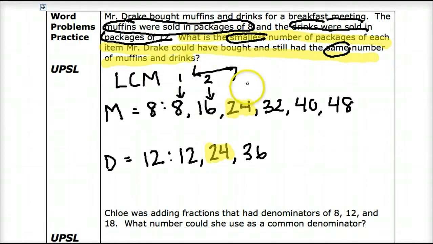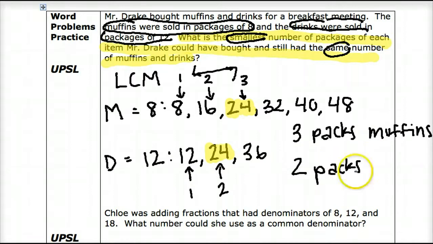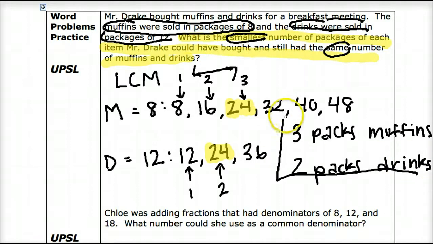Right here, he has 2 packages of muffins. And right here, he has 3 packages of muffins. So we know that he needs to buy 3 packages of muffins, and then we need to count how many packages of drinks. We know that 1 package of drinks has 12. We know that 2 packages has 24, which is what we need. So for the answer, our answer is not 24. The answer is 3 packs of muffins and 2 packages of drinks. So this would be the correct answer: 3 packages of muffins and 2 packages of drinks. Do not let the 24 confuse you.